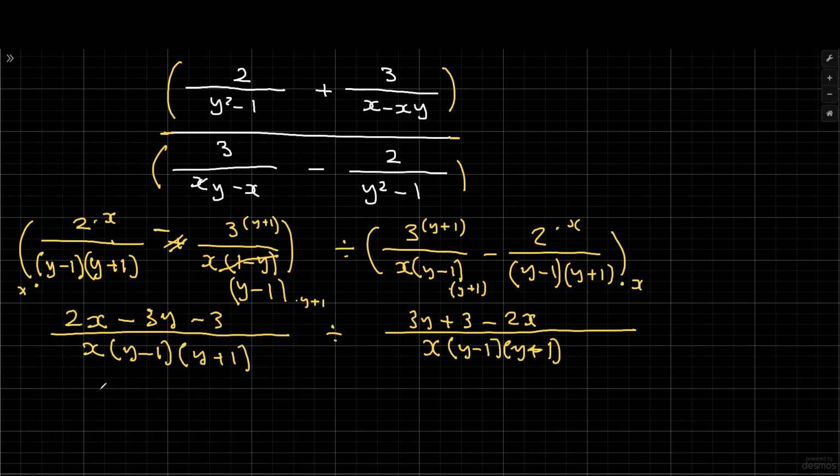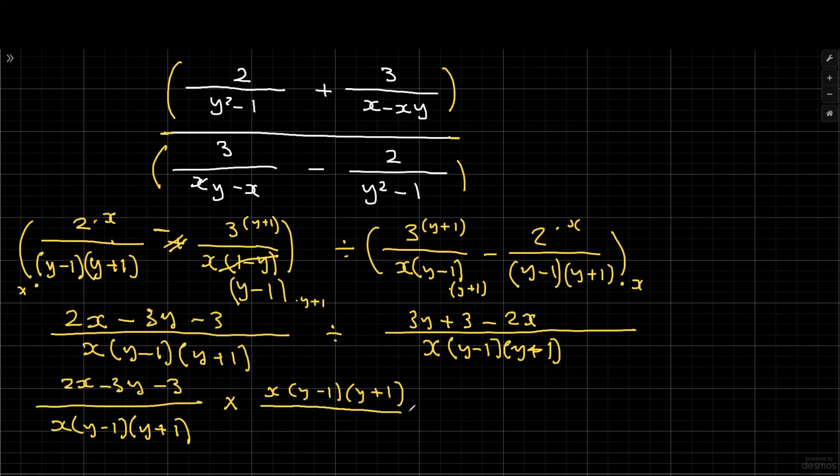And now here I have 2x minus 3y minus 3 over x, y minus 1, y plus 1. And I'm going to change this division to multiplication, since now it's one fraction. It's not two fractions like here. And flip the divisor. So this is going to be x, y minus 1, y plus 1 all over, and I'm going to write this in alphabetical order: negative 2x plus 3y plus 3.